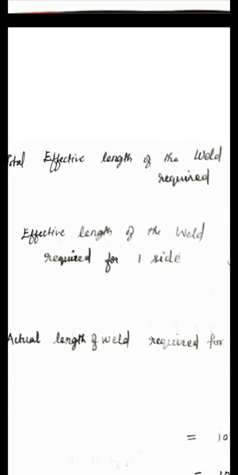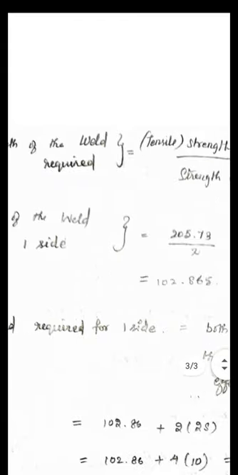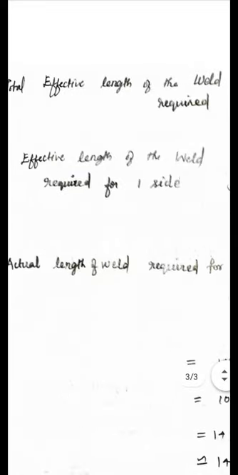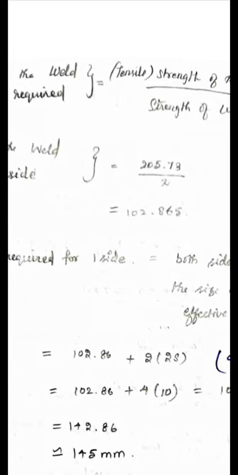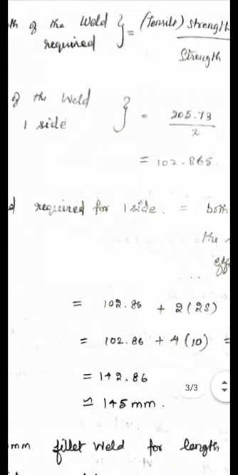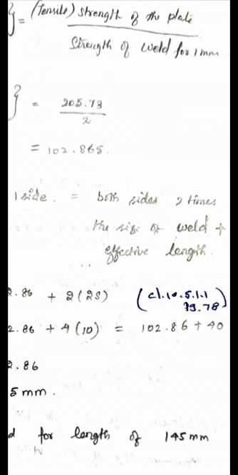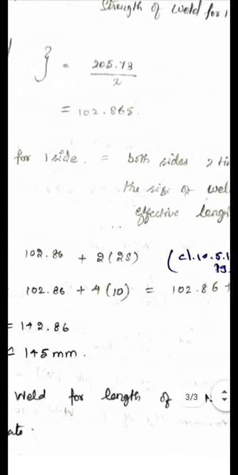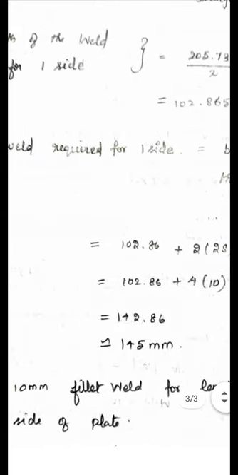So, I will calculate the effective length of the weld required for one side. This 205.73 mm is for the total of two sides. Therefore, 205.73 by 2 is 102.865 mm. So, the effective length required for one side is 102.865 mm. In addition to that, at the edges, I have to provide end returns. So, the actual length of the weld required for one side is the effective length plus 2 times the size of the weld at both ends. Here the size of the weld is 10 mm, so 102.86 plus 4 into 10. I got the value as 142.86 mm. Let me say that as 145 mm.